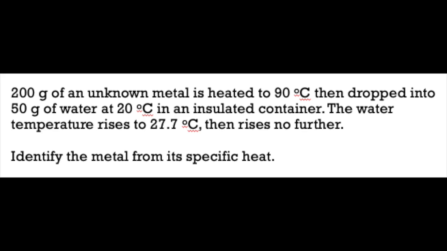Now I'll go on to example 10. In example 10, 200 grams of an unknown material is heated to 90 degrees, then dropped into 50 grams of water at 20 degrees in an insulated container. The water temperature rises to 27 degrees Celsius, then rises no further. Identify the metal from its specific heat. Let's call that unknown metal X, and we have X and water.